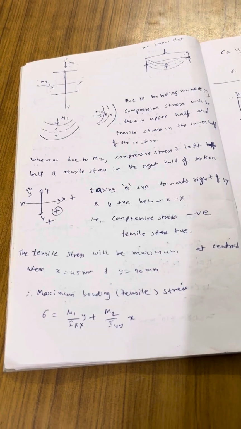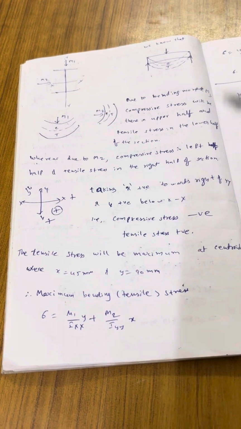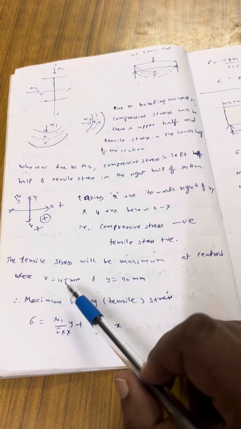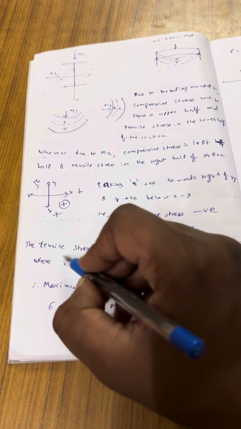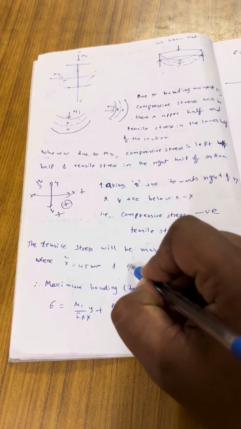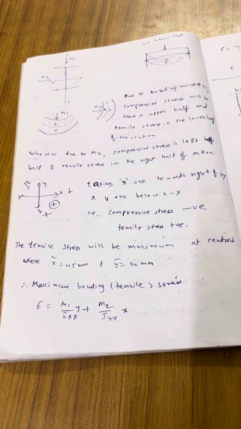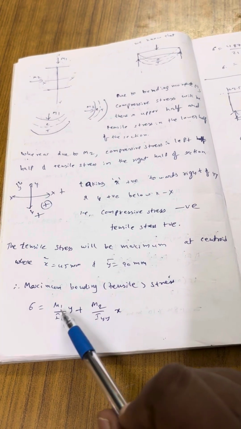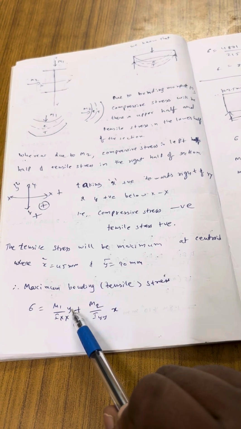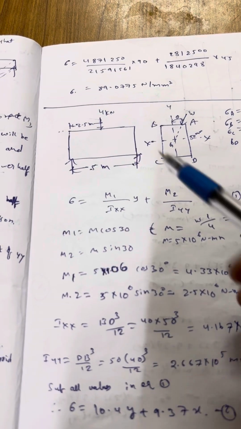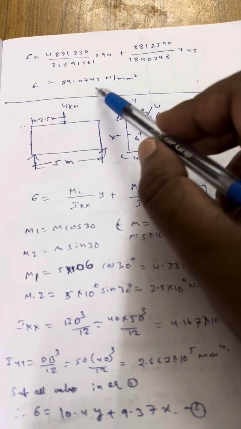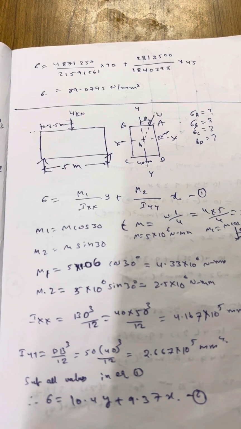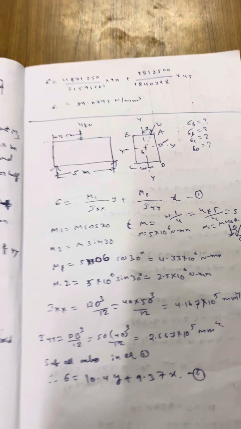The tensile stress will be maximum at the centroid. Now we know x bar, y bar, that is 45 and 90 mm. Now the maximum bending tensile stress we need to calculate. So sigma equals, we know this formula, with y bar and x bar. Substitute all the values. M1 we know, M2 we know, Ixx we know, Iyy we know. Substitute all the values, and we can find the maximum bending tensile stress.